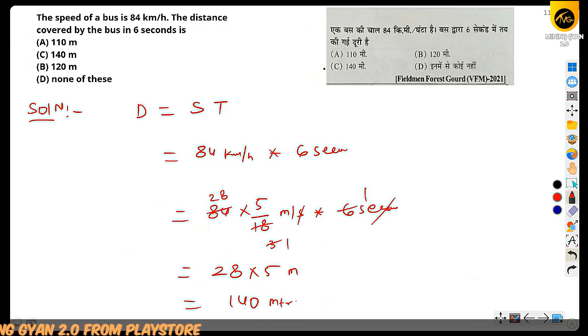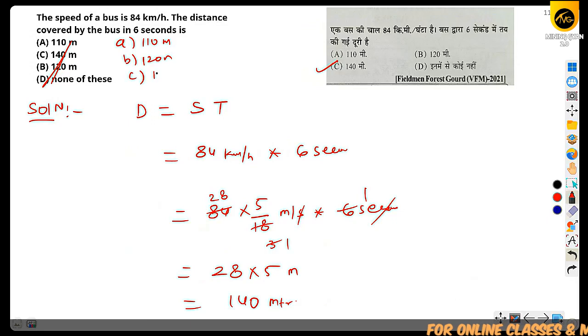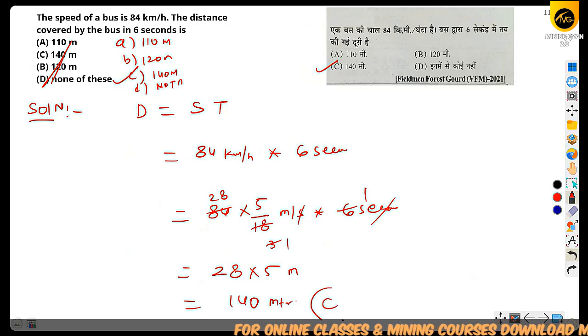What is the option? Option is C. Option C. Okay. Option A is 10 meter, B is 120 meter, C is 140 meter, and D is none of the above. So option C is the correct answer.